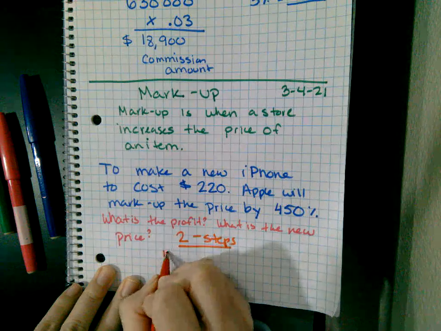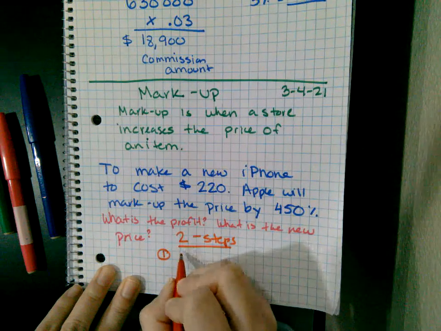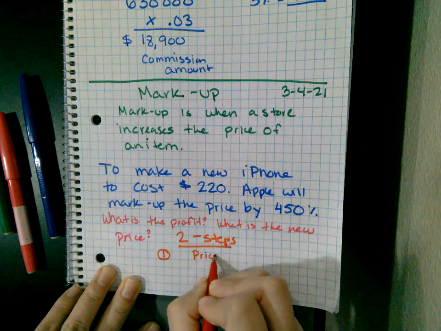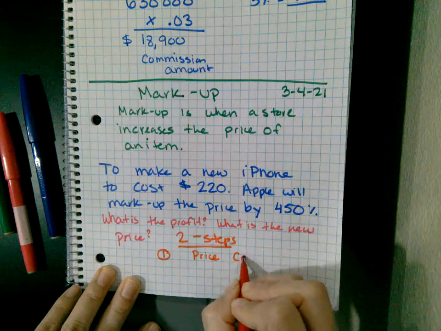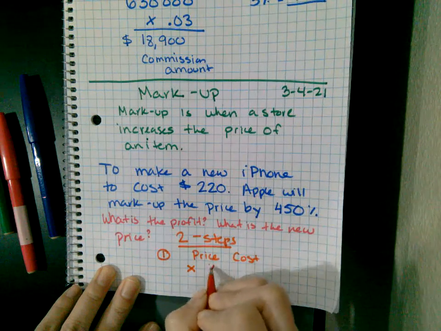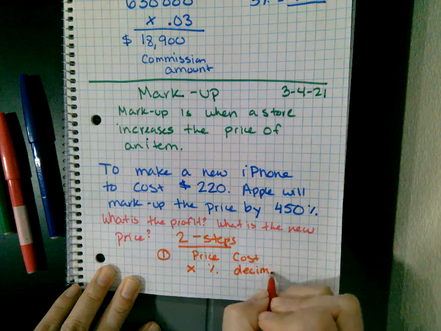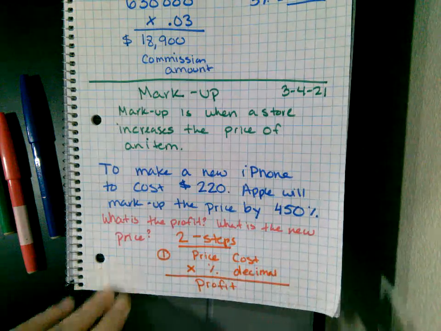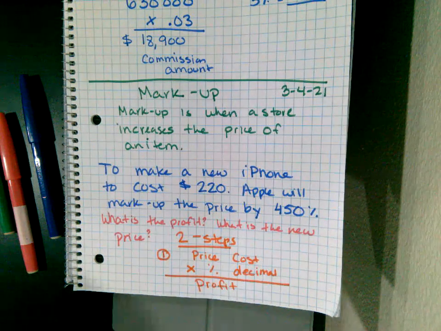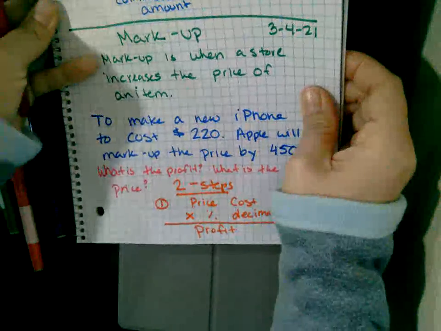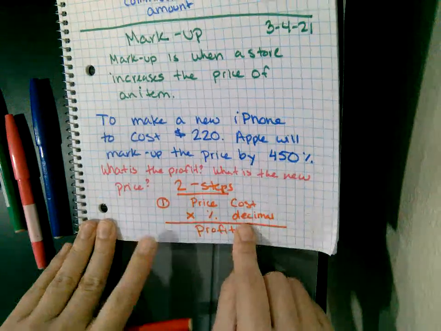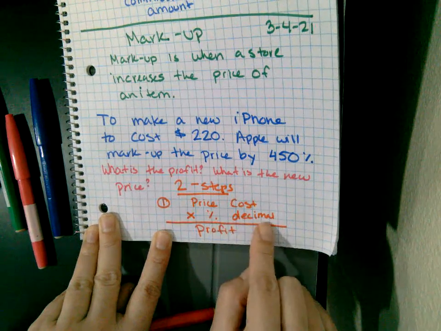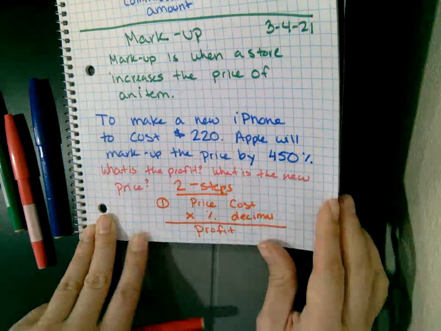Step number 1, you take the original price, the original cost, and you're going to multiply it by the percent written as a decimal, like always. This will give you your profit. Okay, so ladies and gentlemen, it's the same steps we've been doing since the beginning of the week, since we've been doing discount. So this is your first step. Take the price and multiply it by your percent written as a decimal. That will give you your profit.